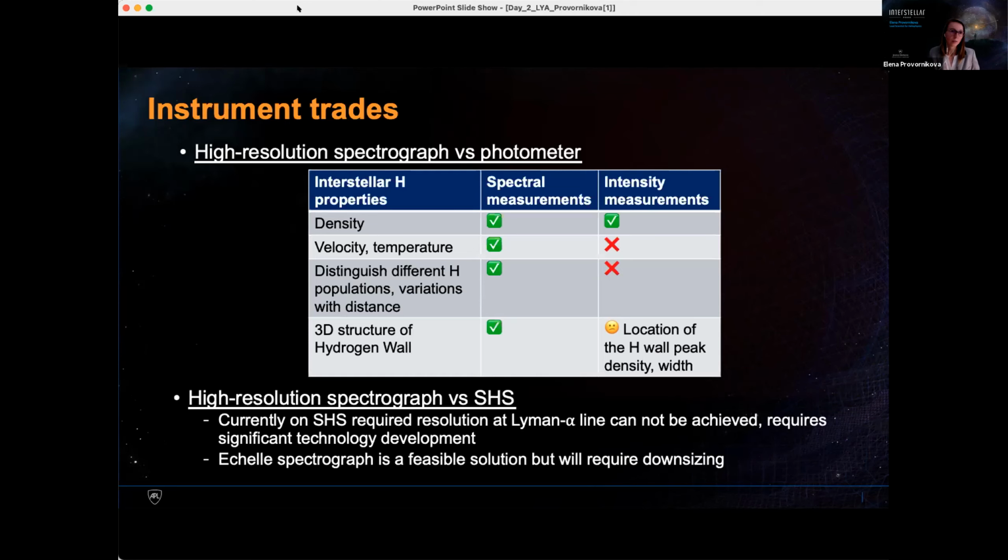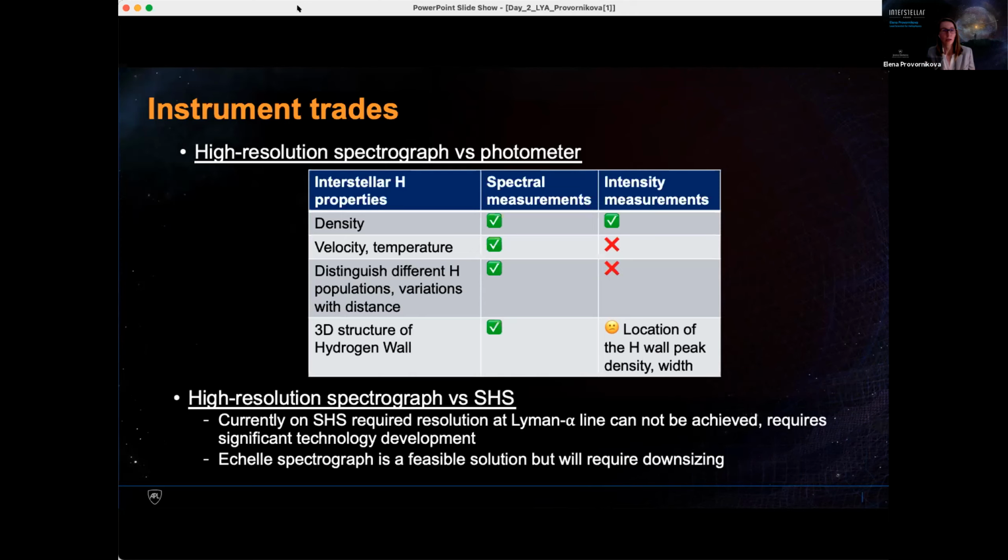With intensity measurements, we will be able to determine the location of the hydrogen wall peak density and also the width of the hydrogen wall. And Olga Katushkina presented last year that this is feasible to do if we take intensity measurements toward the nose and toward the tail, take the ratio, and measure this ratio as we go through the hydrogen wall. But with intensity measurements at the hydrogen wall, we would not be able to infer any information about the velocity and temperature of hydrogen in the wall.